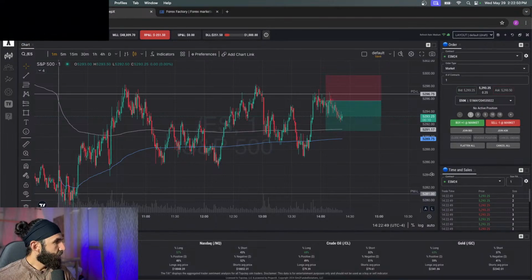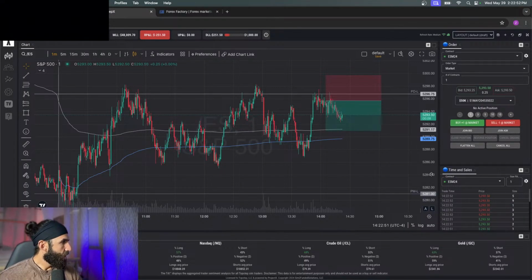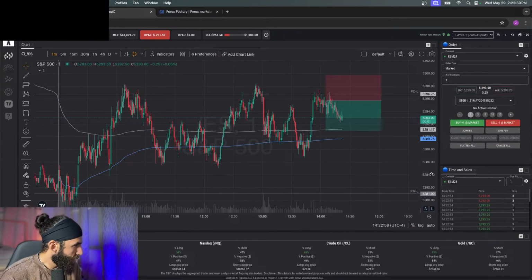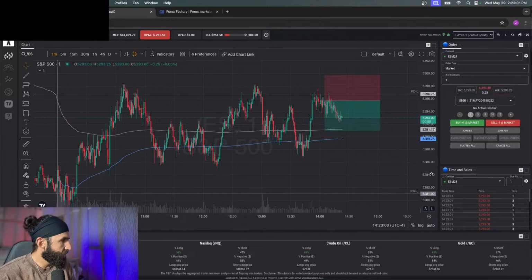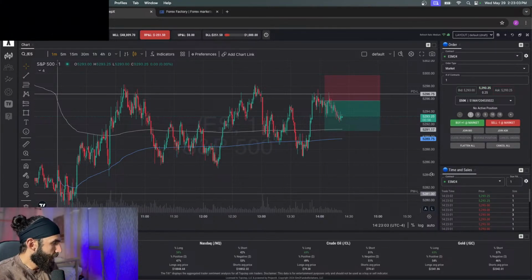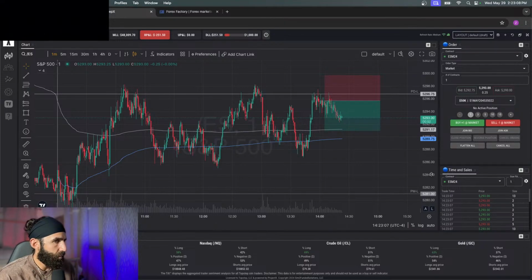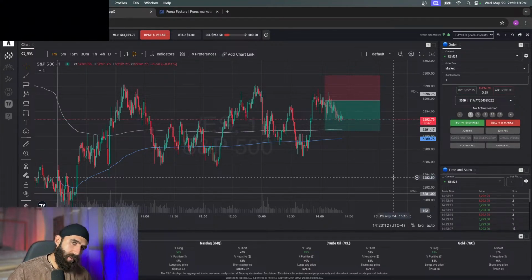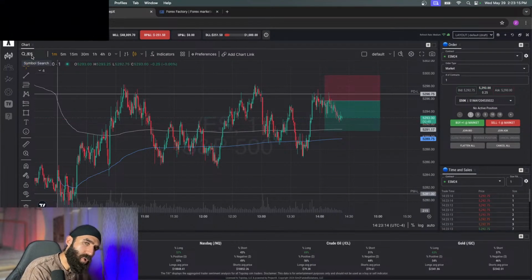Hey Zach, my man needs help. The chart doesn't change now when I choose a specific pair in Top Step. Do you know what the issue is? Mohammed, are you on Top Step X or are you on a different platform? And follow up to that, how are you changing the chart? Are you coming over here to symbol, or are you coming over here to the contract under the order screen?